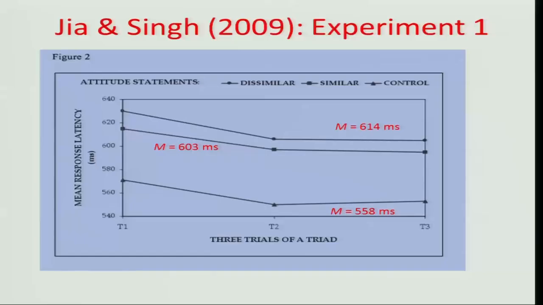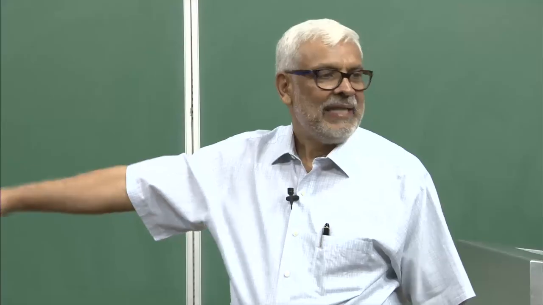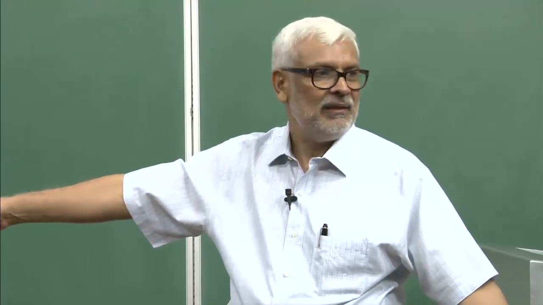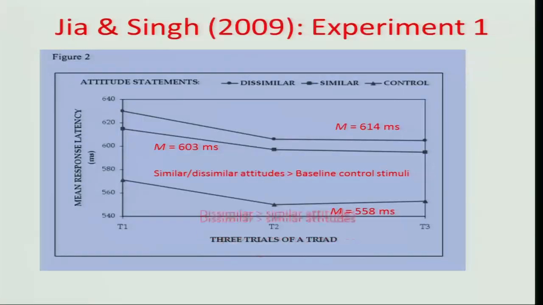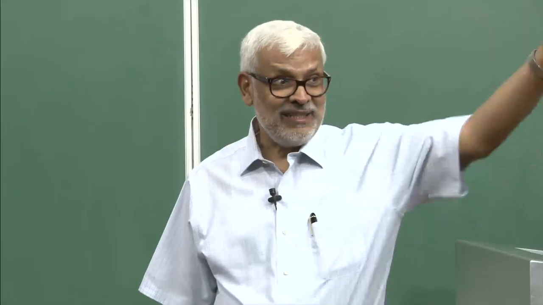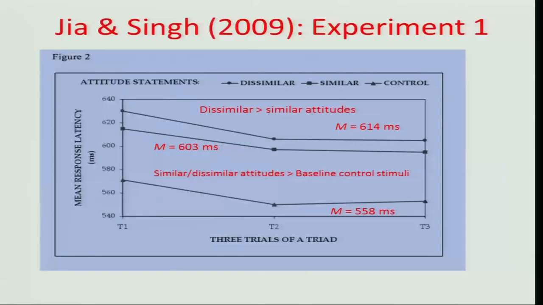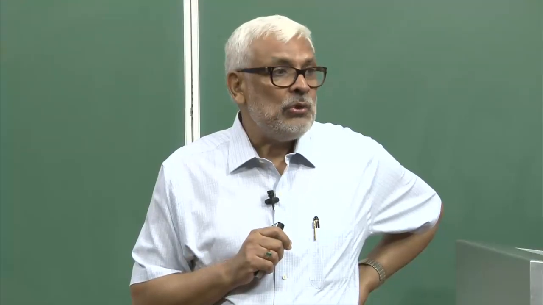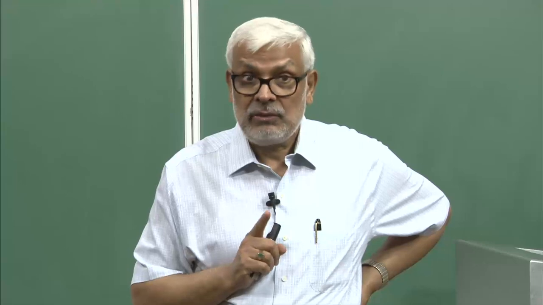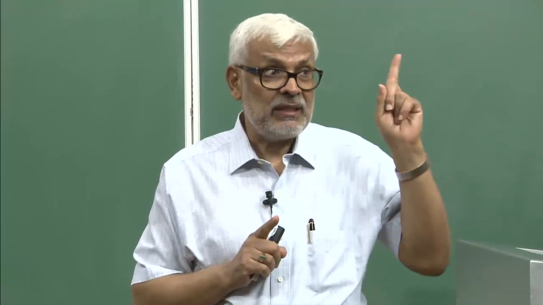What we demonstrated, two things we were interested in. First, responding to similar and dissimilar stimuli is slower than to the control, XXX. Number two, between dissimilar and similar, you get more disrupted by dissimilar attitudes. It catches your attention automatically, so we had taken that automatic literature here. Our first experiment demonstrated that dissimilar attitudes do capture your attention more than similar attitudes. So the weighting hypothesis is supported.